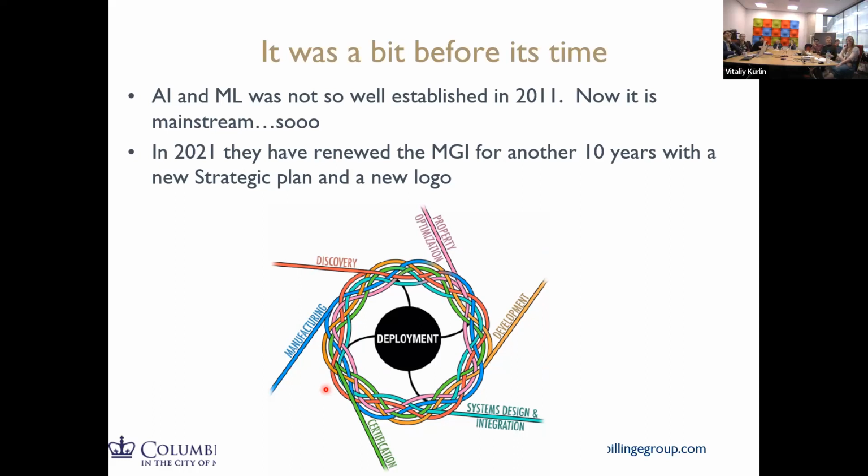So in 2021, they renewed the MGI for another 10 years, and now we have a new logo. Somebody called it a friendship bracelet, I'm not sure. This was the old logo, and now we have a new logo. So we're off to the races. Yeah, another 10 years.